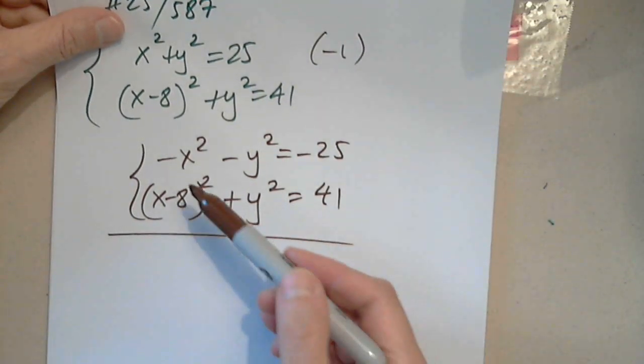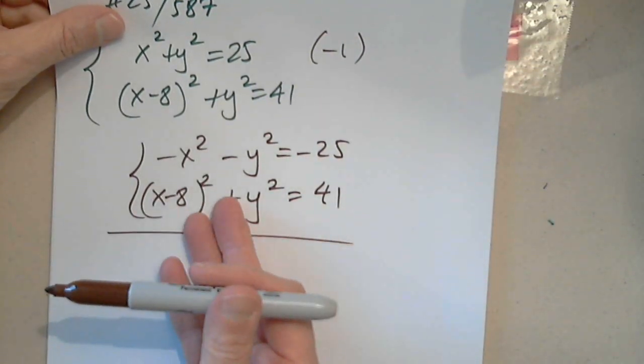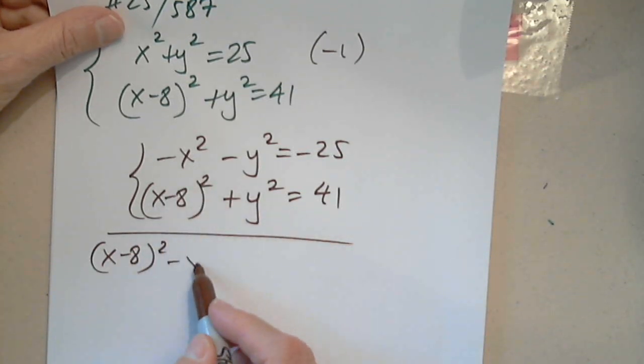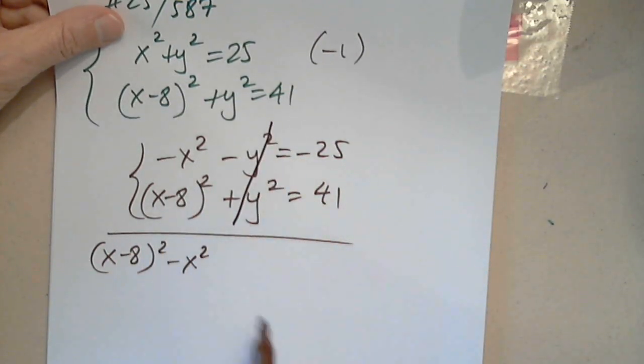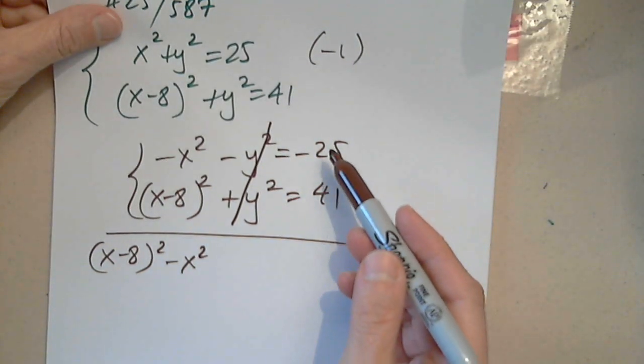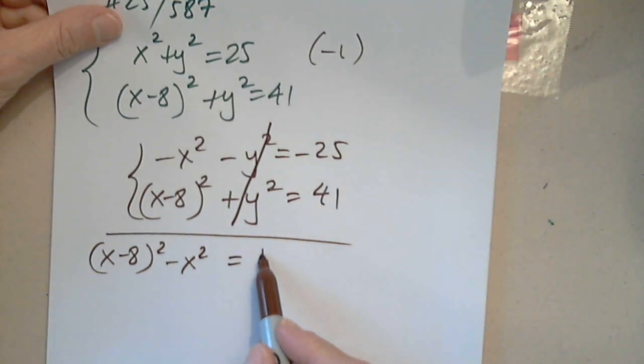And now I add. Careful how you add here, because you can't really. You just write (x minus 8) squared and minus x squared. These two, according to plan, are going away. And 41 minus 25, I think, is 16.